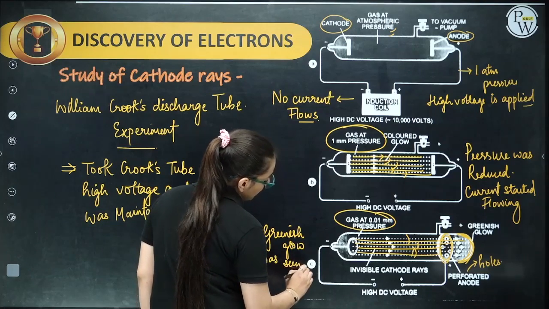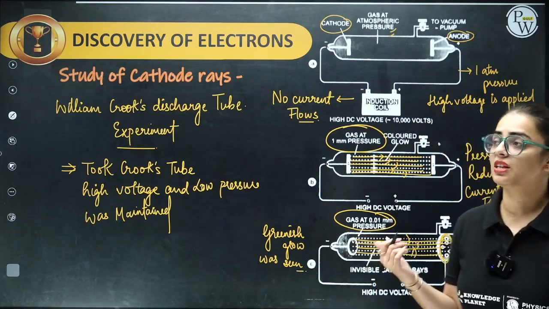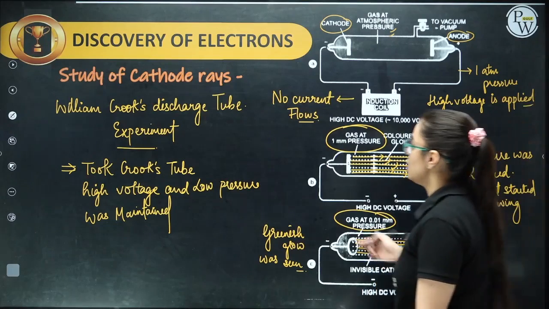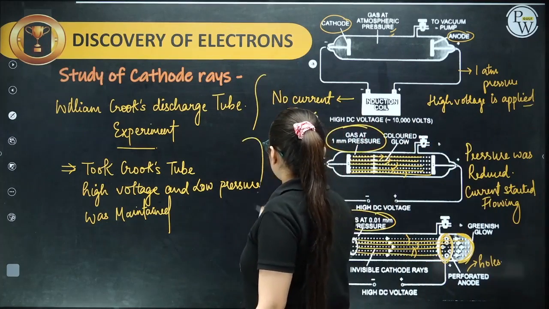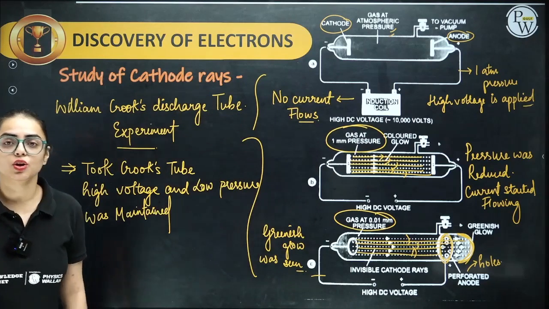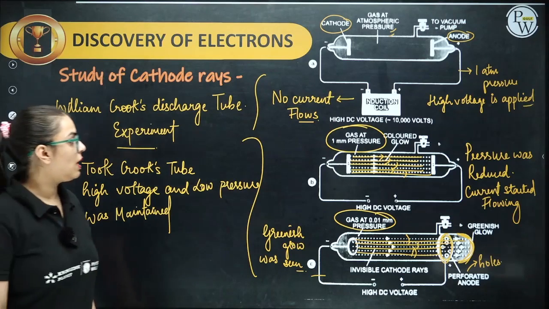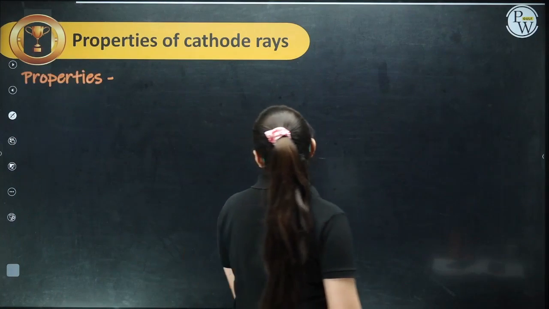And then when they studied the properties of cathode rays, they got to know that it is basically the discovery of electrons. So this was the discharge tube experiment, everybody. You can note it down in your books as well. You can mark in your copies as well. Clear, everyone? Now, what were the properties of cathode rays?